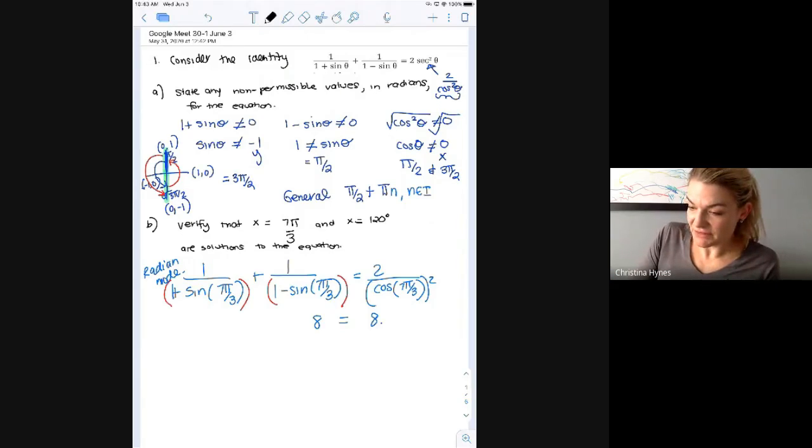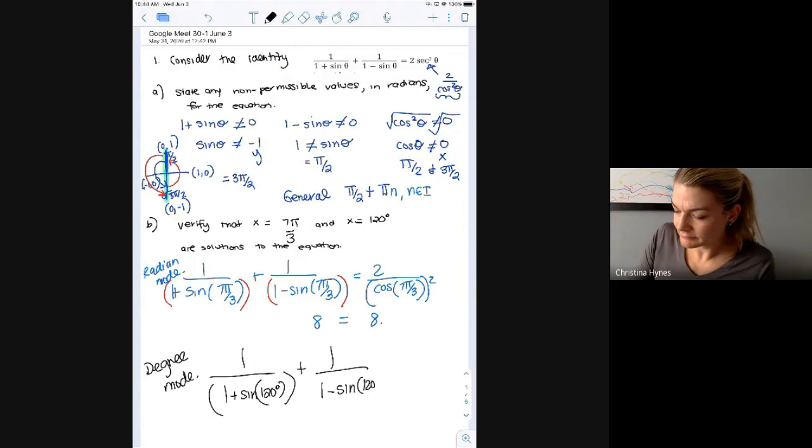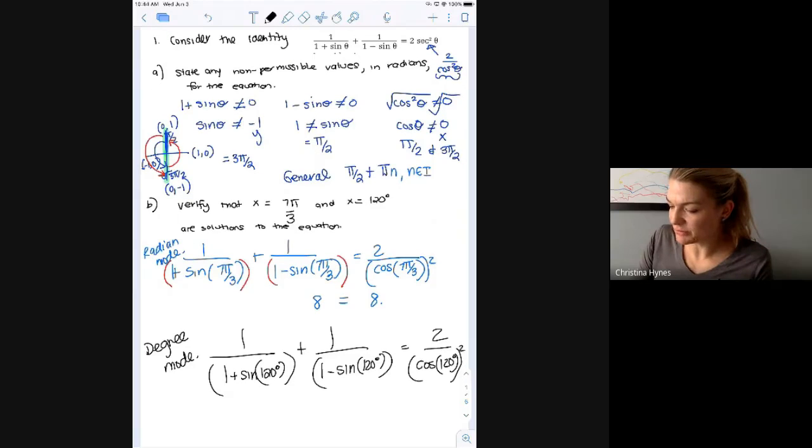And then for the next one, you would have to be in degree mode. And you would do the exact same thing, but as long as you're in degree mode, you'd be putting the theta as 120 degrees. So you just have to switch modes when it comes to getting the right answer. And then just watching your brackets. And then just squaring outside the brackets, okay?